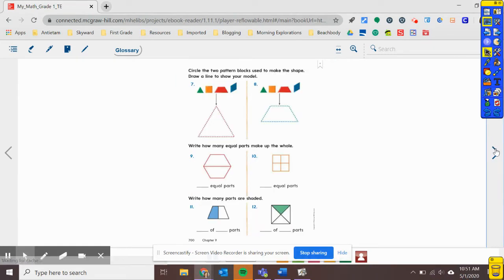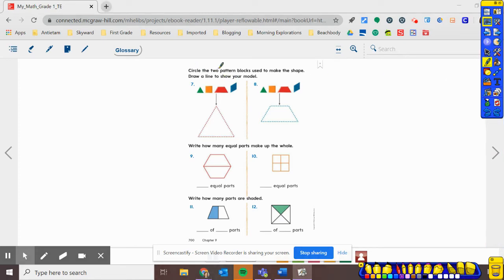Just go ahead and turn your page over. All right. Numbers 7 and 8. It asks us to circle the 2 pattern blocks used to make the shape, and then draw a line to show the model. All right, so let's see. For number 7, what two pattern blocks can we use to make a triangle? Do you remember? We've done it before. I'll give you a hint. If I draw a line straight across the middle of my triangle, what two shapes do you see?